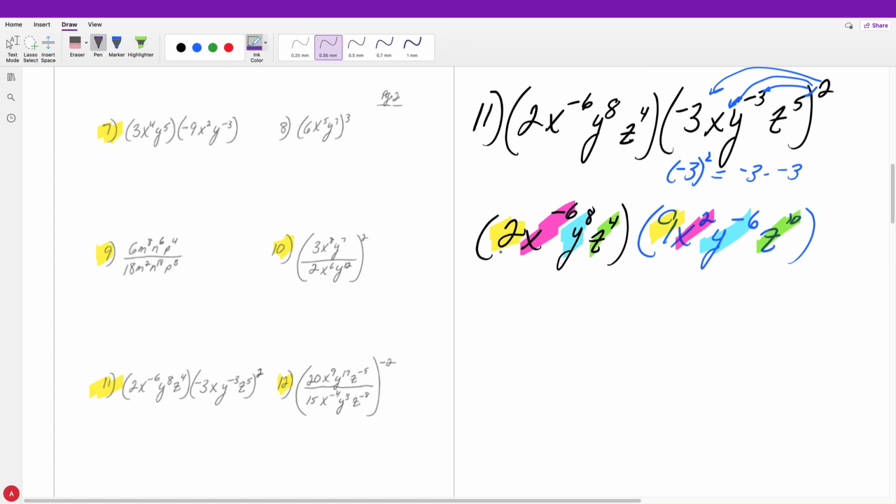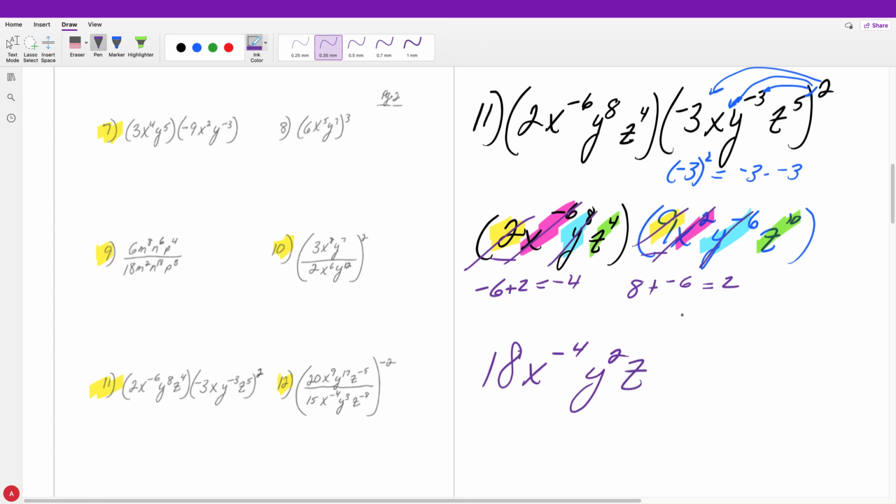So now I have 2 times 9, which is going to give me 18. So I know it's 18. I'll cross that out. Well, I have x to the -6 times x squared. Well, I know that my rule is adding, and -6 plus 2 is equal to -4. So I have x to the -4. Y, I then have 8 plus -6, which is 2. So I have y squared. And my last one with z, I then have 4 plus 10, which is 14. So z to the 14th.